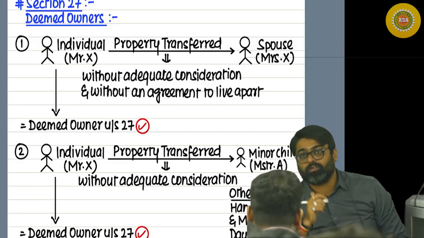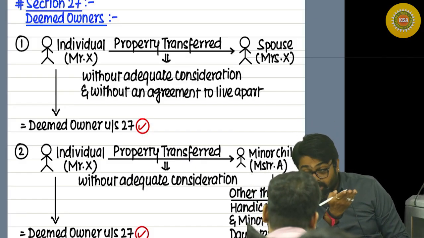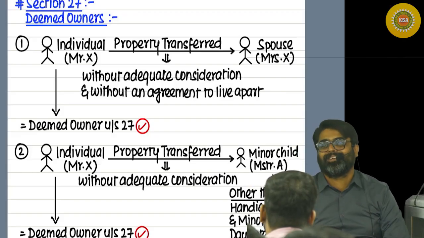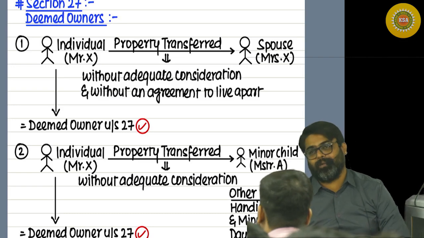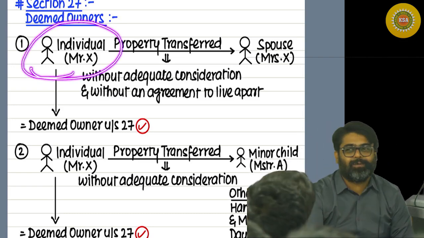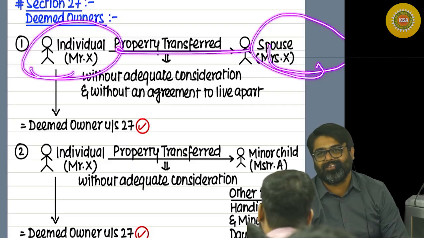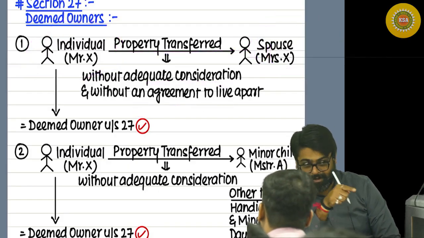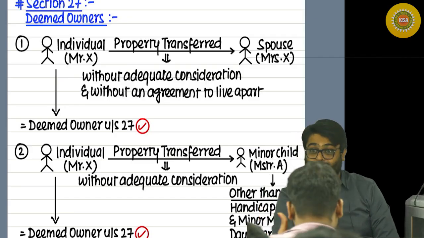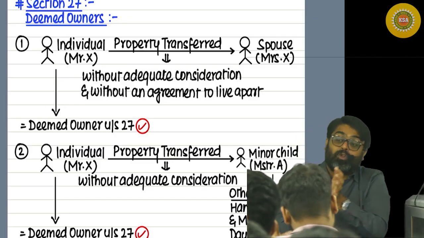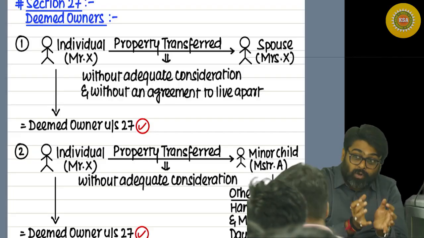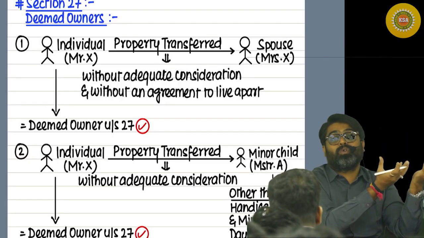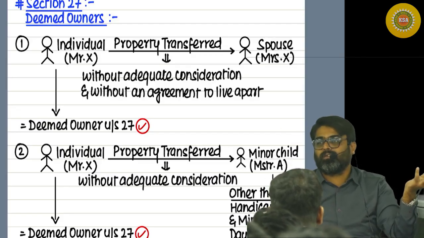150 crores. This much will be the tax revenue loss to the government if nothing is done for this. Hence, section 27. Sir, you have transferred your property to your spouse, no? Without adequate consideration, without an agreement to live apart, no sir? We know why you have done this, so that the income does not get included in the computation of your total income, so that you don't have to pay tax on this income. Sir, if you do this, there will be a tax revenue lost to us.